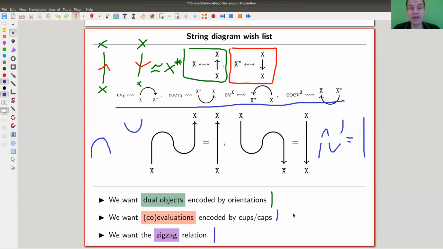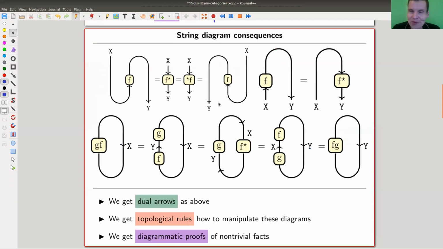That's what I want my category to satisfy. I want my category to have duals, and they are duals in the sense that you have evaluation and co-evaluation maps, and you can straighten out diagrams. So this is my string diagram wish list for dual objects. That's what I want to do. Right now, we don't have any example. That's just what I want to do. And of course, I wouldn't tell you the story if there weren't any examples. Stay tuned.